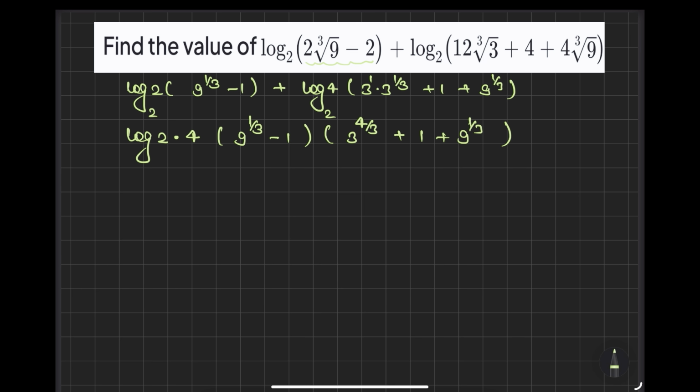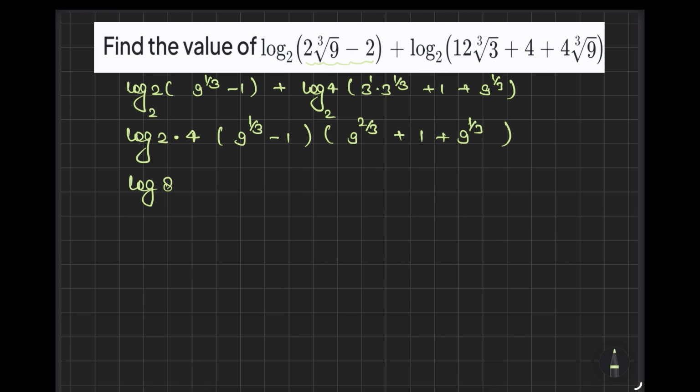Now can I write down this 3 power 4 by 3 as 3 power square power 2 by 3? Okay, because why I wanted to do this, because I am having 9 over here, so it is looking like a minus b, so I want to make this thing as a square plus b square plus ab, okay, so that we can apply the formula of a cube minus b cube. Okay, so we can write down this thing as 9 power 2 by 3. Okay, now a little bit more simplifications.